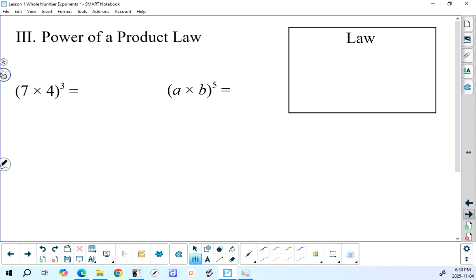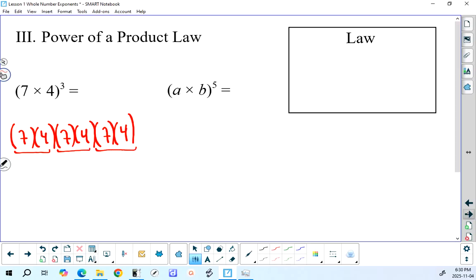The third law is often called a power of a product, and what that means is we have a base that is a product and it's raised to an exponent. For example, 7 times 4 in brackets raised to the 3 means 7 times 4 multiplied by 7 times 4 multiplied by 7 times 4. So I'm multiplying 7 times 4 by itself once, twice, 3 times, because it's cubed. And what do I get? Well, if you count the 7s in here, there are 3 of them.